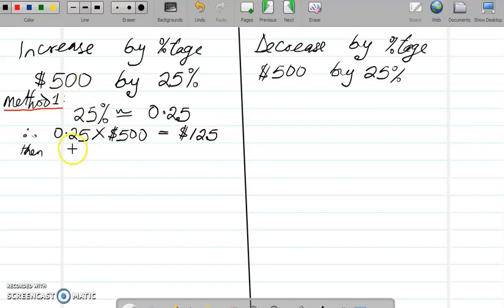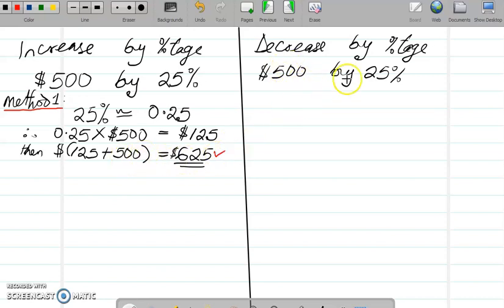So I will have $125 plus $500. That will give us $625. So this is the answer if we are asked to increase.